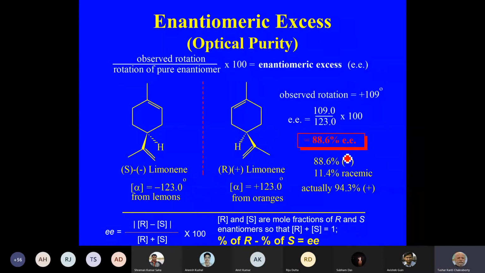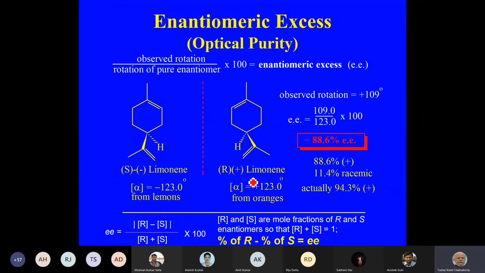It is limonene in two different forms, one from lemon, one from orange. This one has a minus 123, S minus limonene, and this is R plus limonene, and this comes plus 123.